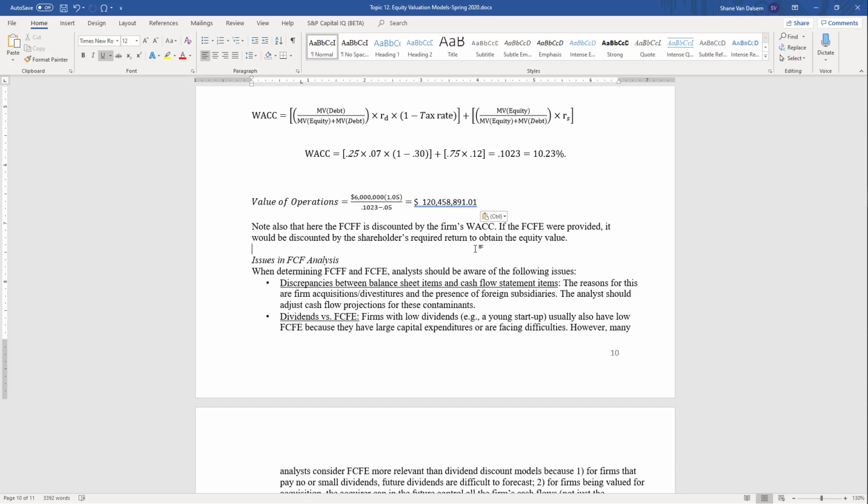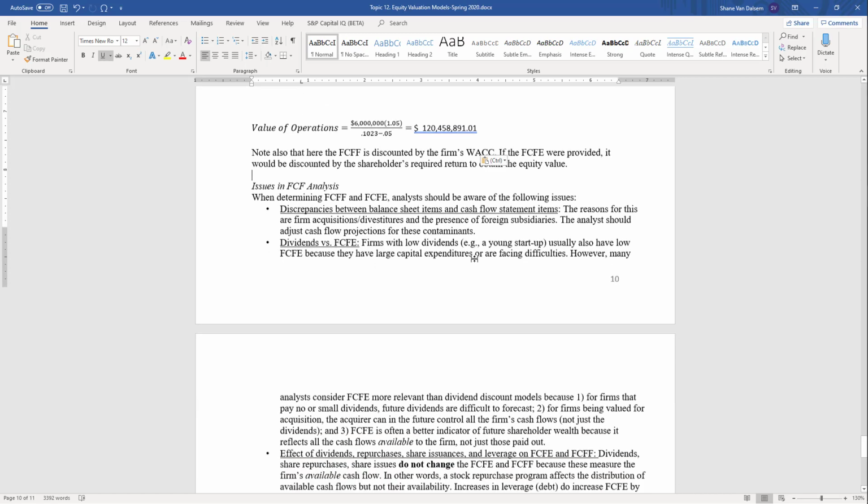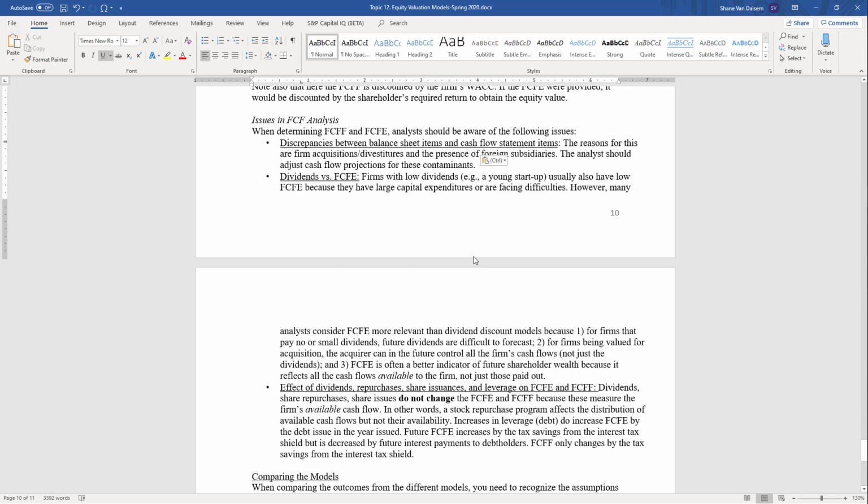Firms with low dividends, like a young startup, usually also have low free cash flow to equity because they have large capital expenditures or are facing difficulties. However, many analysts consider FCFE more relevant than dividend discount models because, in the first case, for firms that pay no or small dividends, future dividends are difficult to forecast. And secondly, for firms being valued for acquisition, the acquirer can in the future control all of the firm's cash flows. And if you remember back with dividends, if you're a controlling shareholder, you really want to use that FCFE model instead of the dividend discount model.